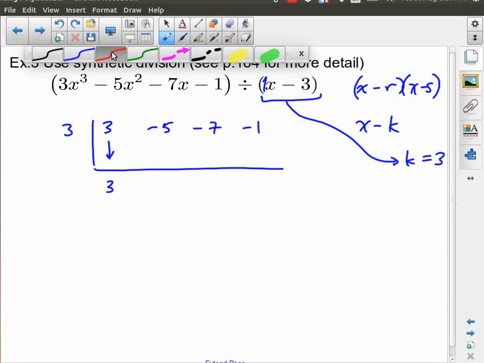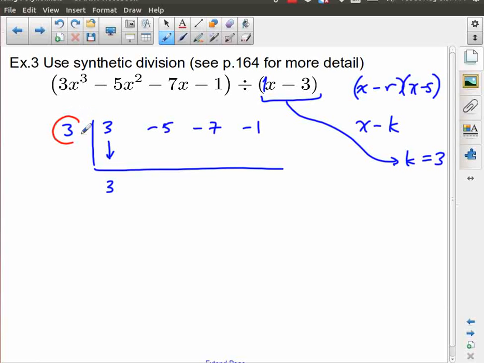Now, this is where things, as if things haven't already gotten complicated enough. So this number 3, so what we do is we multiply this by 3 and we put it here. So 3 times 3 is 9.